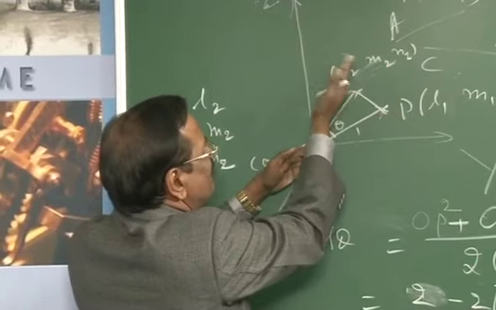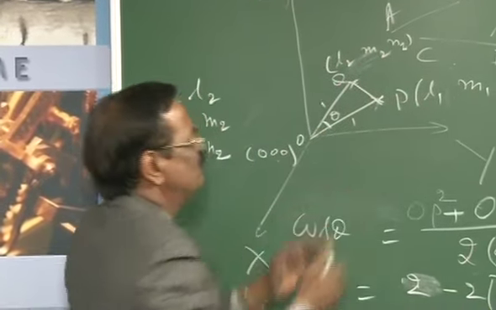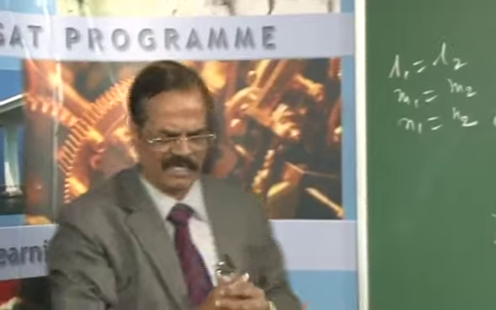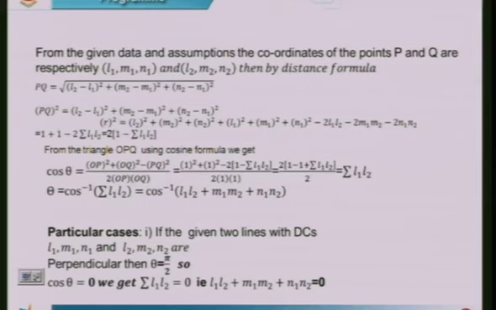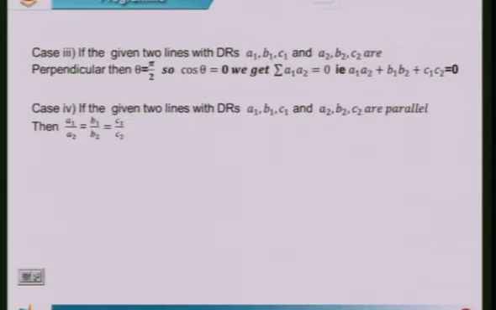I mean automatically L1 equal to L2, M1 equal to M2, N1 equal to N2. Actually the theory is there, but that proof is not necessary. That's what happens when the two lines are parallel: their direction cosines are the same. Next, it is better to know this with direction ratios also.